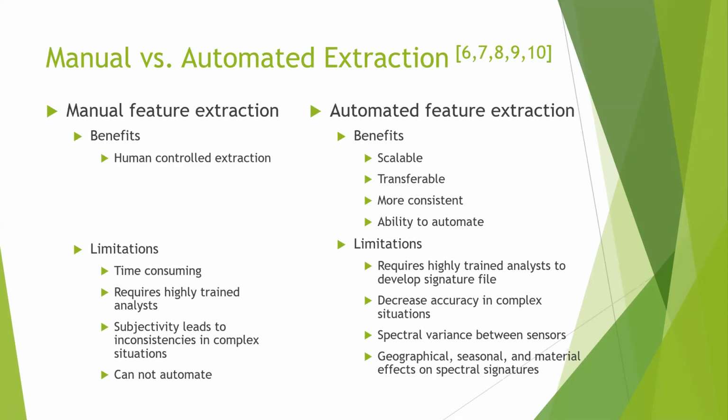Some of the limitations I expect to encounter, which have been identified in previous studies, is that the automated feature extraction methods still require highly trained analysts to develop the signature files as well as the workflow associated with the extraction method. There is a decreased accuracy in complex situations, as well as the spectral variance between sensors, and then the geographical, seasonal, and material effects on spectral signatures can decrease the ability for automated feature extraction methods to be transferable. So that's another limitation that I will encounter throughout my project.